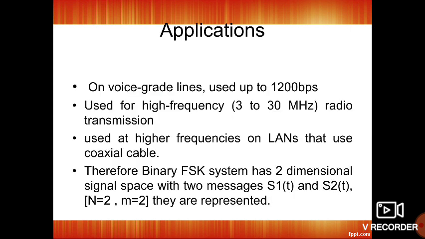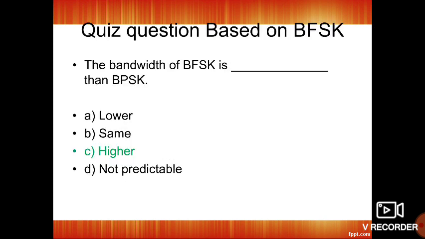The application of frequency shift keying modulation is on voice grade lines, used up to 1200 bits per second, and for high frequency, that is 3 to 30 megahertz radio transmission. It is also used at high frequencies on LANs that use coaxial cable. The binary FSK system has a two dimensional signal space with two messages S1 of T and S2 of T. These two signals are represented with two different levels. The output B of T is the binary data sequence that is finally obtained at the output of the transmitter.